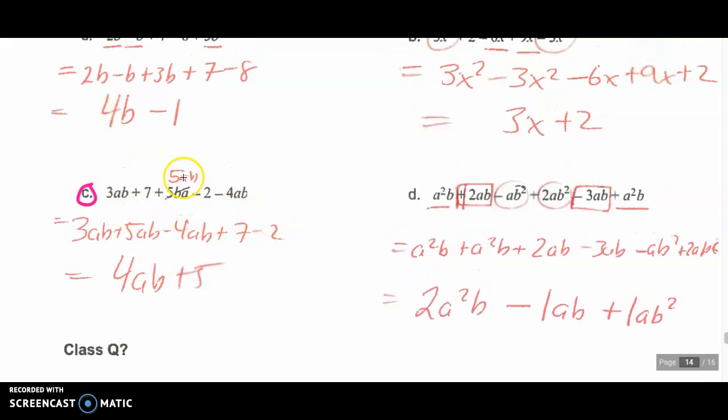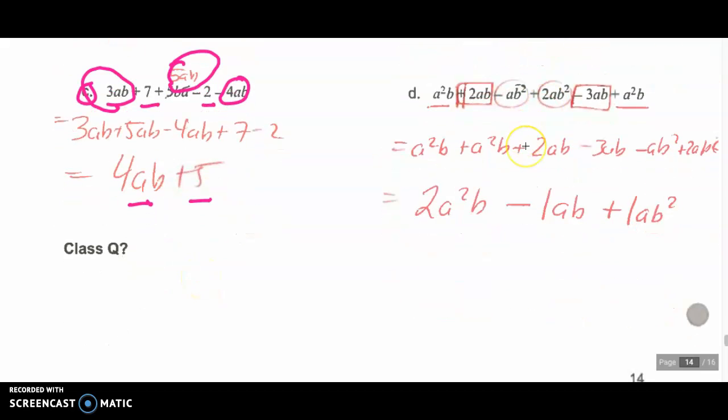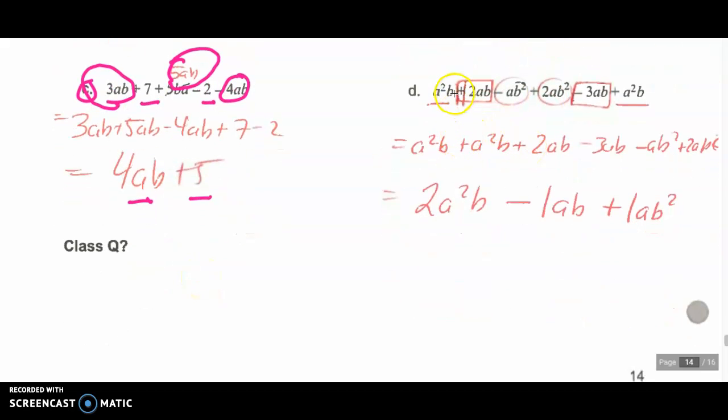All right, so let's get down to C. Remember that BA is the same as AB. So I got 3 ABs. And I got 5 ABs. What's going on with my pen? So together I have, oh sorry, and then I also have minus 4 ABs. My pen's throwing me off here. 3 and 5 is 8, minus 4 is 4, so I get 4 ABs, and then the constants 7 and minus 2 equal 5.